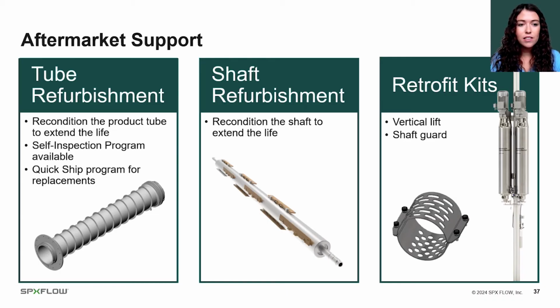And then with that as well, we also monitor the data behind what tubes are being ordered and refinished and how frequently. And for that, we maintain a quick ship program. So with monitoring that data, we're able to select what tubes we have on the shelf so that customers have really fast turnaround times.